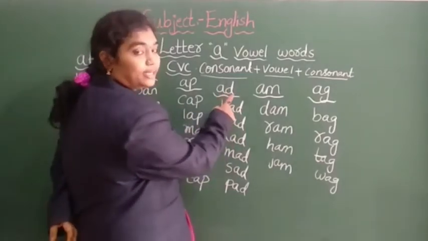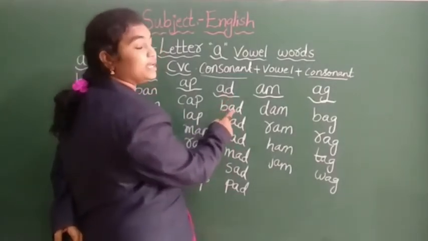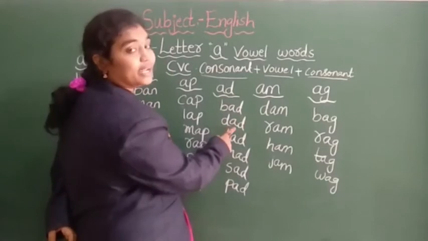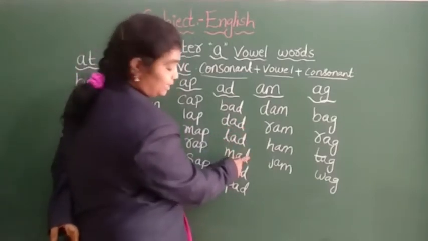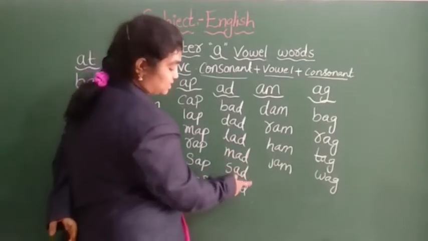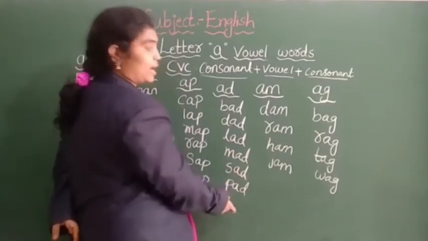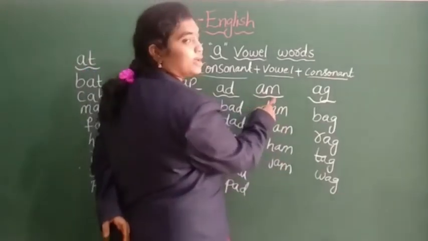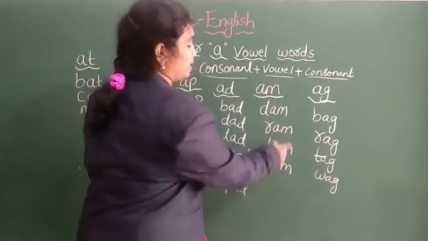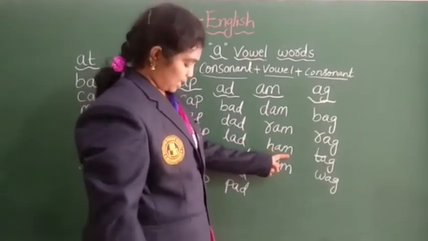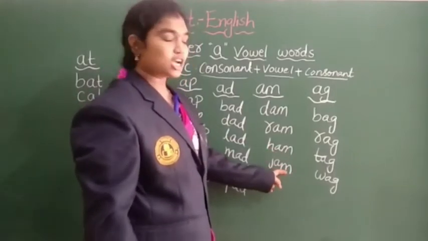Now, AD words. B, A, D, bad. D, A, D, dad. L, A, D, lad. M, A, D, mad. S, A, D, sad. P, A, D, pad. Okay, children? Now, AM words. D, A, M, dam. R, A, M, ram. H, A, M, ham. J, A, M, jam.